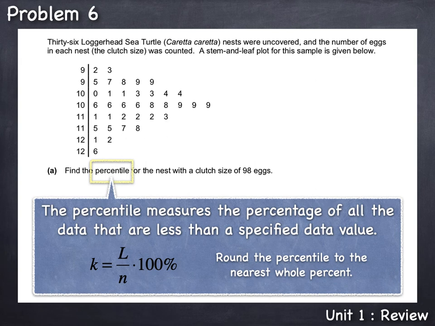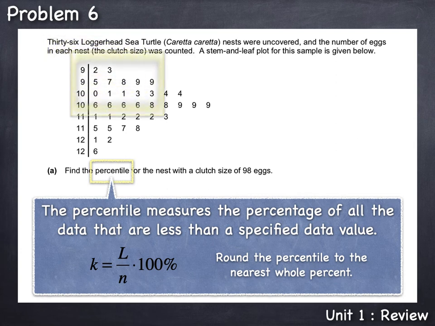So to do this formula, we need to know N, the total sample size. Well, in the problem, it's explicitly stated that 36 loggerhead sea turtle nests were uncovered in this sample. So N, the total sample size, is 36. But the problem doesn't necessarily have to give you that total sample size. In this case, we were given the stem and leaf plot. And in the construction of the stem and leaf plot, each data value is used in the construction.